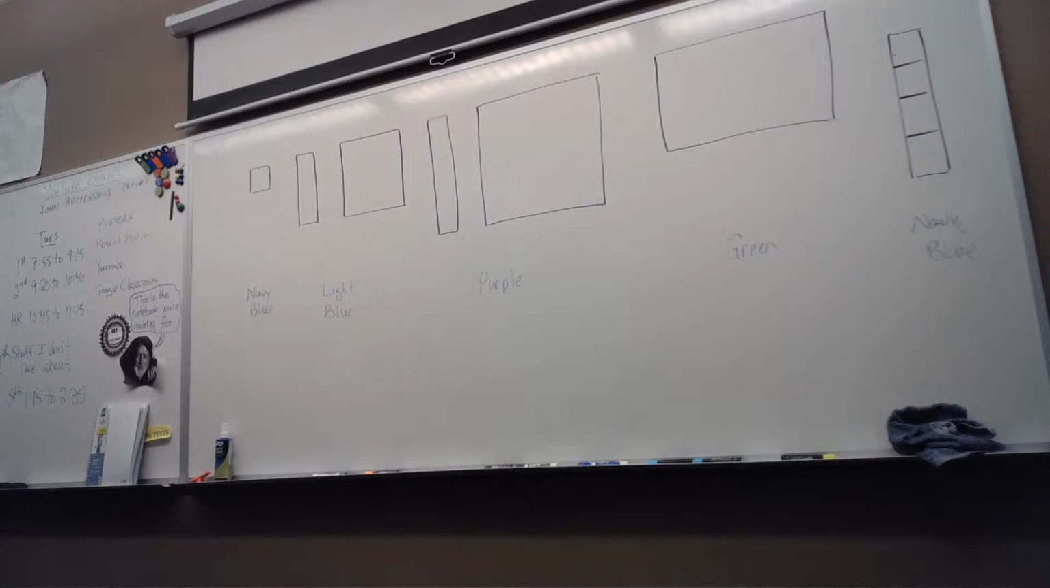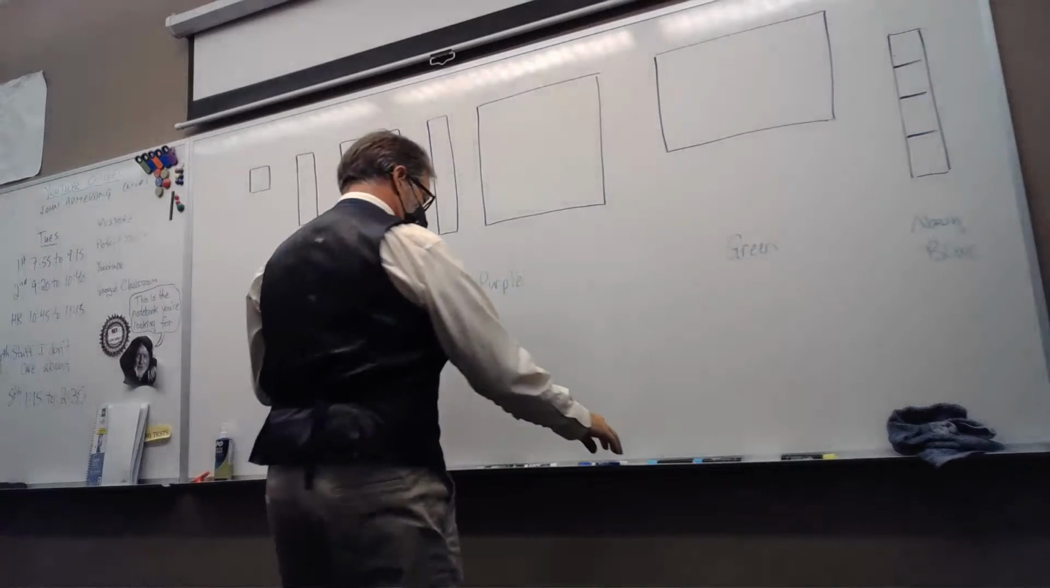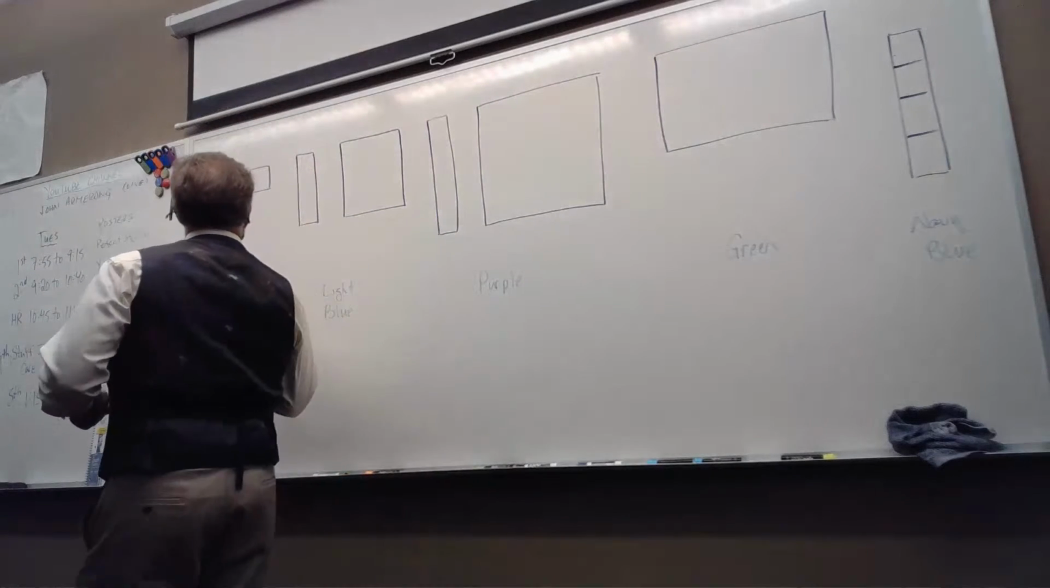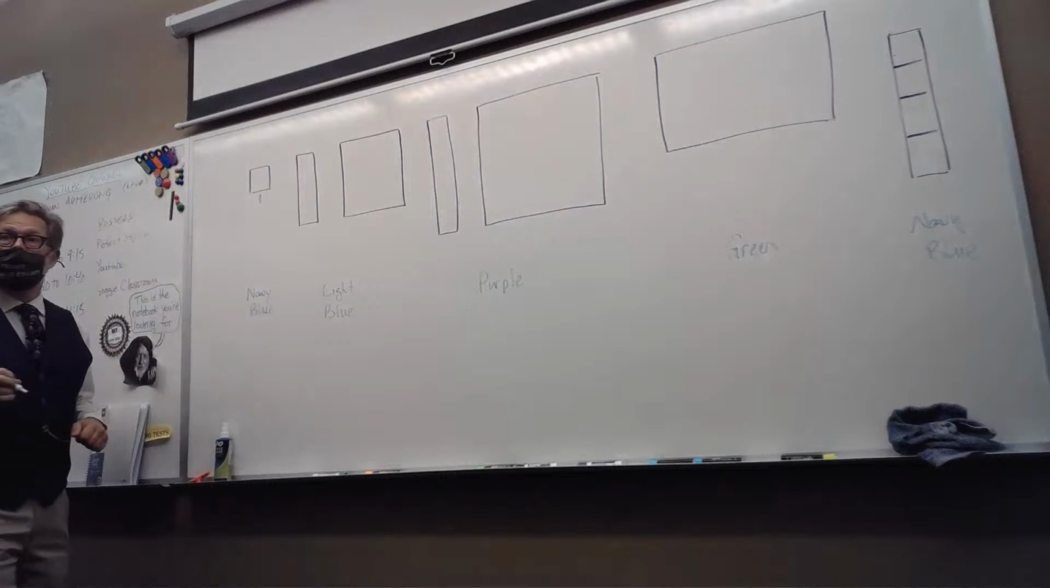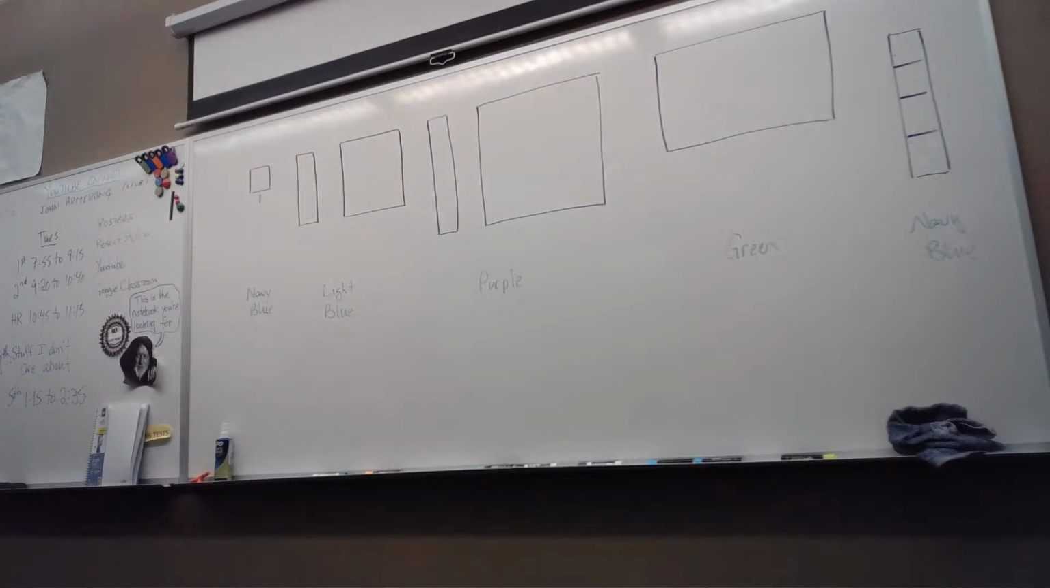So we are going to, looking at this dark blue tile, call that length 1. That's 1 unit. Any idea how long the other side of this tile would be? 1. 1, because it's a square.